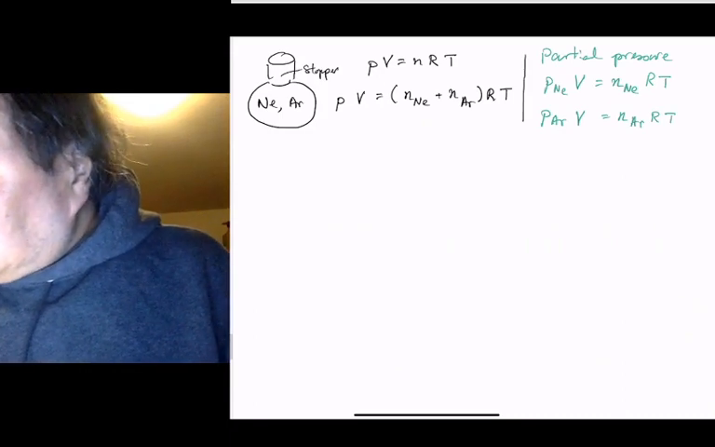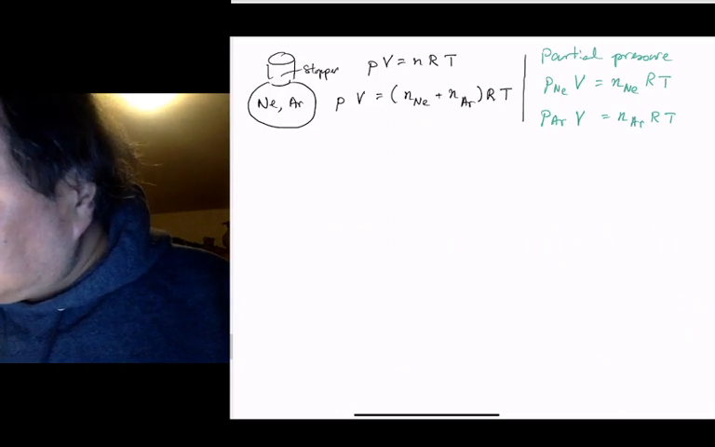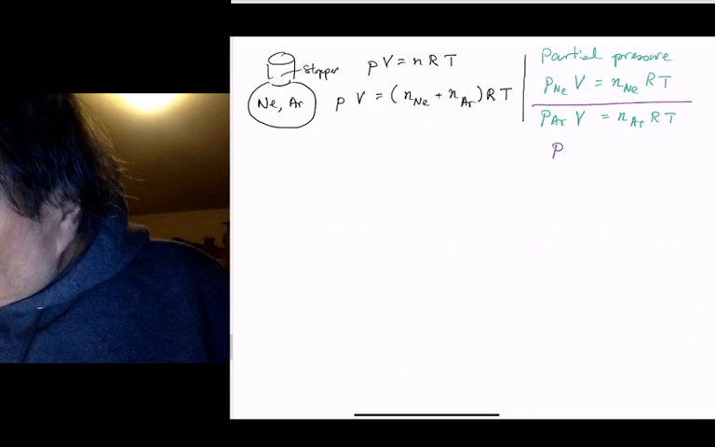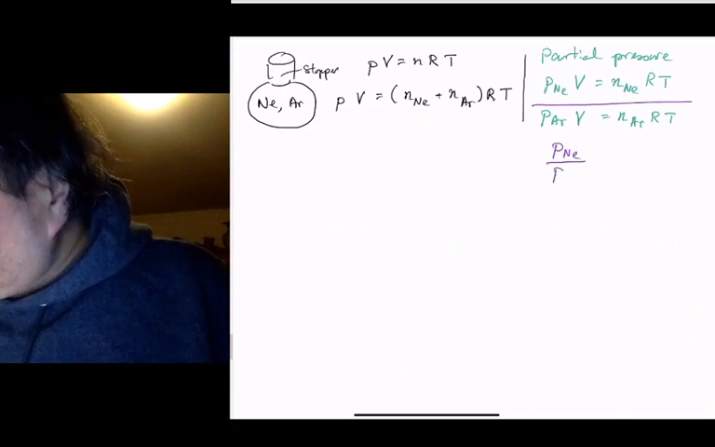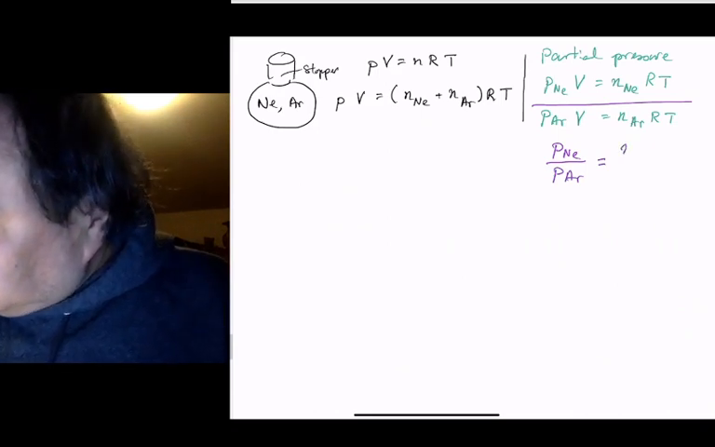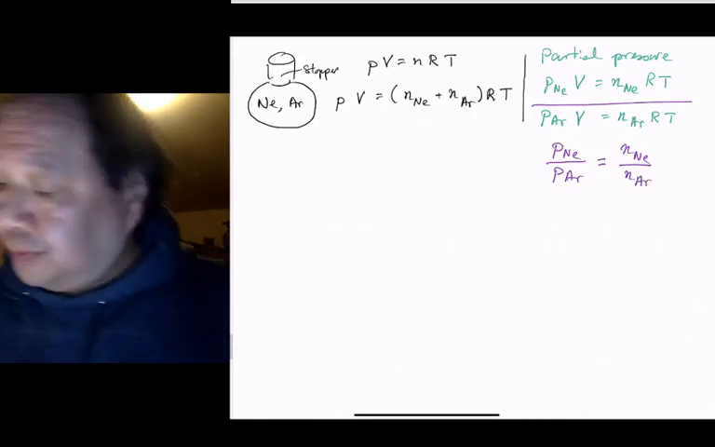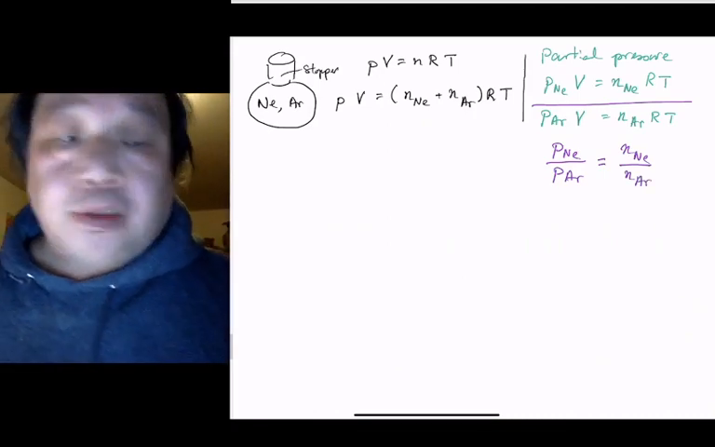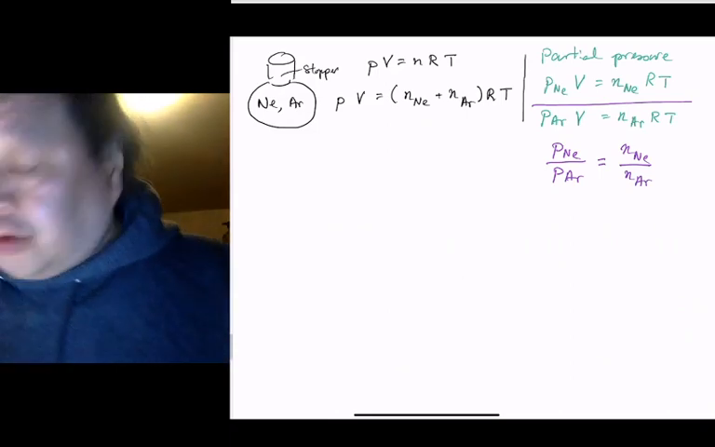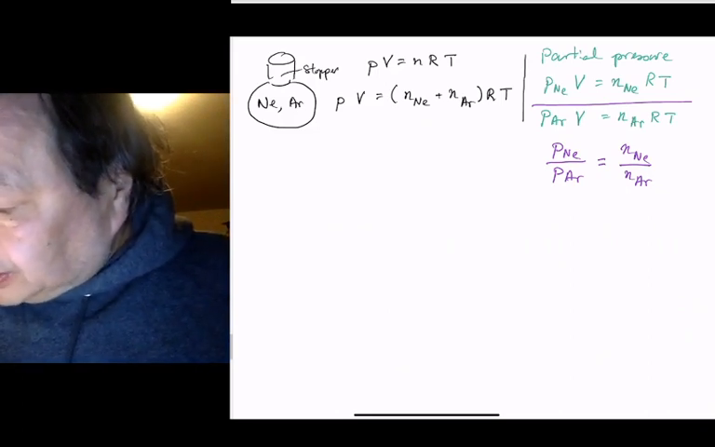We can also take, because they are in the same flask, they have the same volume, the same temperature, we can divide the two. And we see that the partial pressure of the neon divided by the partial pressure of argon, their ratio, is just the ratio of the number of moles of neon to the number of moles of argon. So those are just algebraic manipulations. And how can this help us understand a language of understanding gas mixtures? Let's use some algebra here.